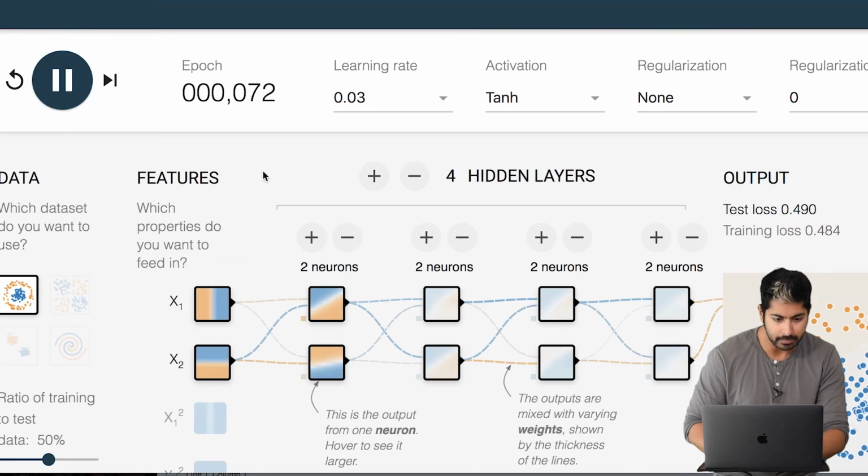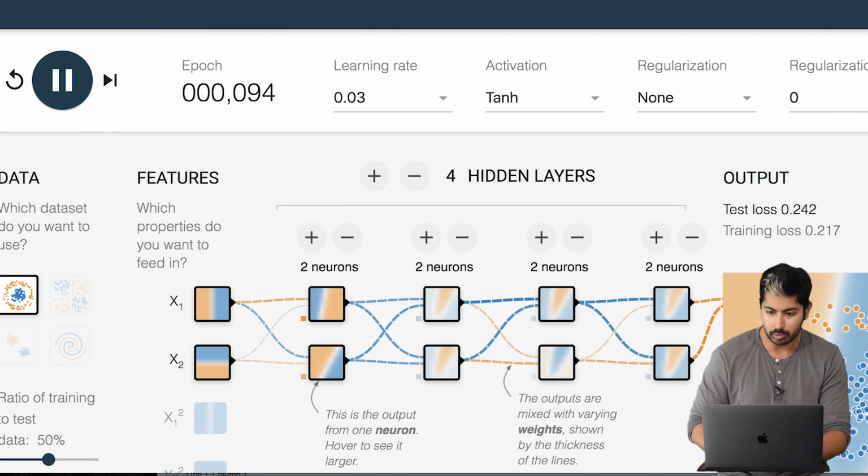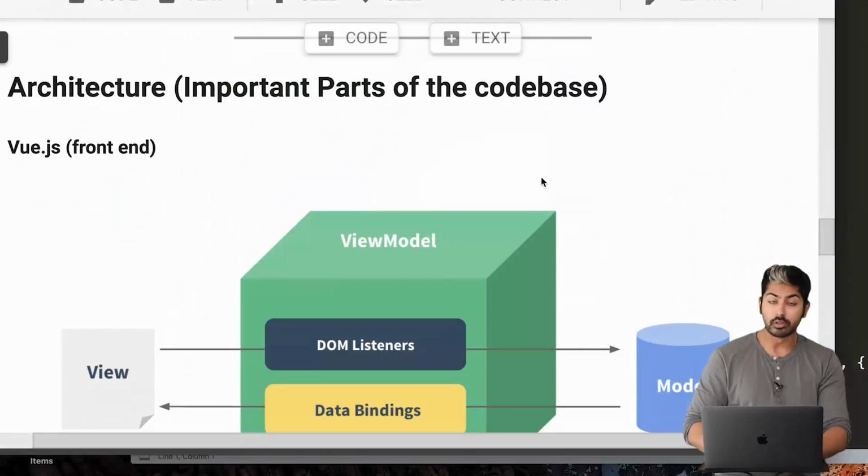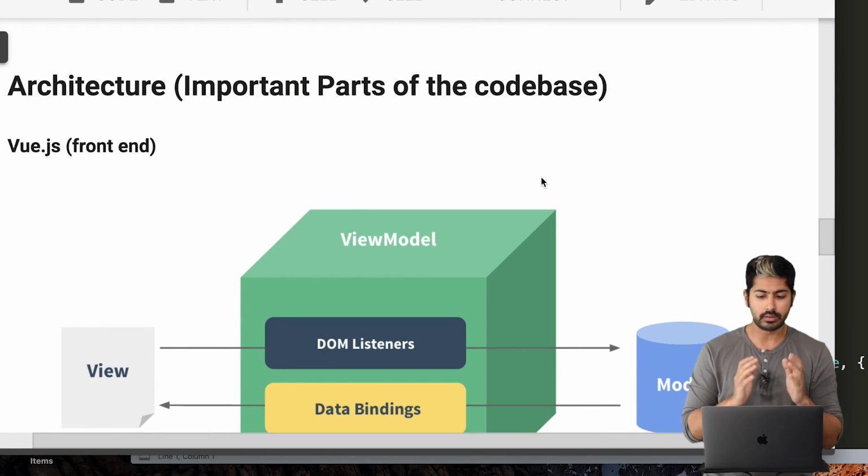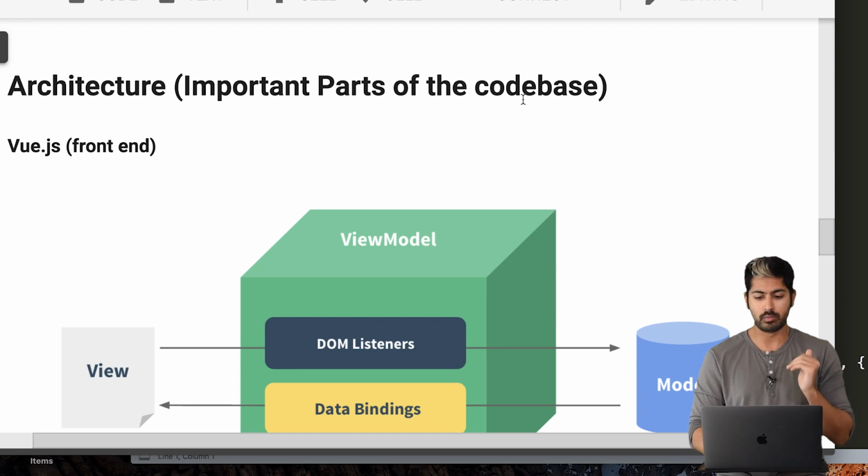Definitely check out this playground, by the way. It helps you learn about how they work a lot easier with the visual example. So let's go through the architecture of our code. Let's first of all just download this code and then we'll start running it, all right?